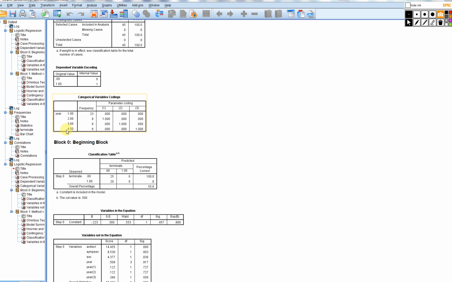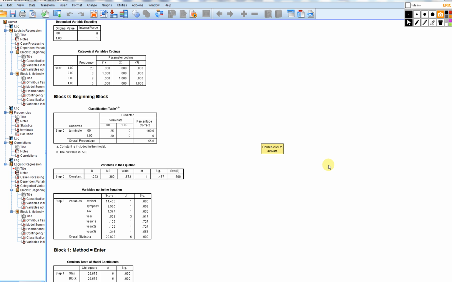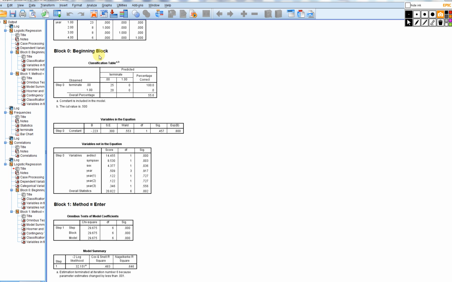And then the seniors were assigned codes of 0, 0, 1 for the 3 dummy variables. So essentially, each dummy variable will allow a comparison of one of the 3 remaining groups against the baseline group, which contains the freshmen.